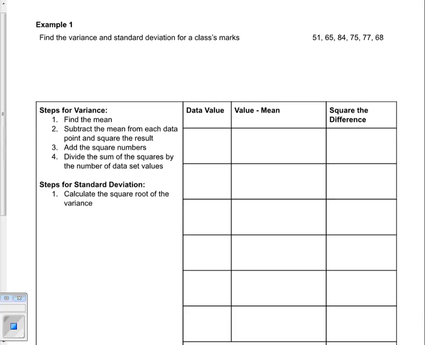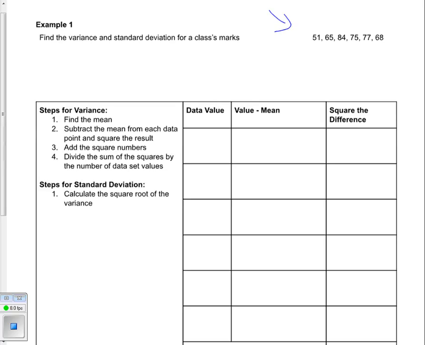Let's take a look at example 1 and actually compute variance and standard deviation for a set of numbers that we're given. In this instance, we are given a set of numbers right here. And what we will do is calculate the variance first and then the standard deviation. Given a set of numbers, the first thing you need to do is find the mean, or the average, of that particular set of numbers.